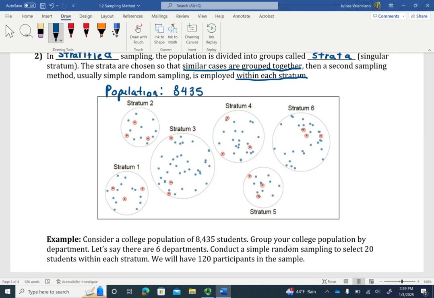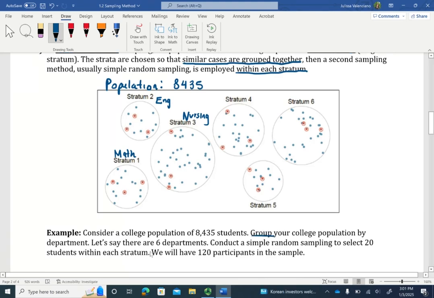And we're seeing that next we would group the college population by department. Stratum number 1, we can go ahead and say, well, that would be, let's say, the math department. Stratum number 2, let's say that is the English department. Stratum number 3, let's say that is the nursing department. Okay? And so on. So each group has something in common. And for this example, there's a total of 6 departments at the college. And we actually do have 6 groups here on our visual.